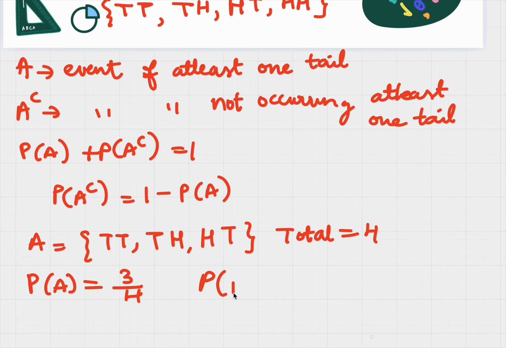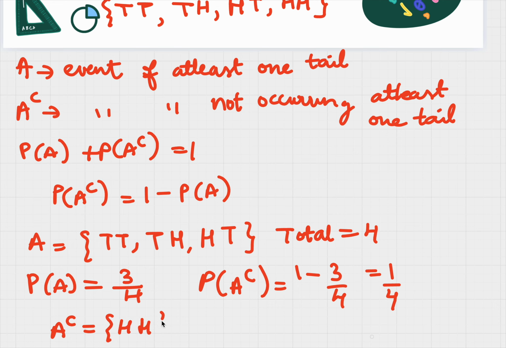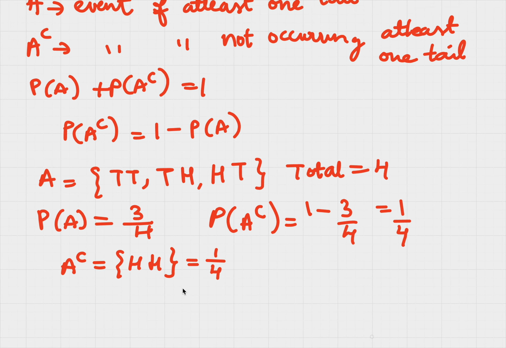Now the probability of not getting at least one tail is nothing but 1 minus 3 by 4, which is 1 by 4. The favorable outcome for not getting at least one tail is only heads and heads. In this case also we see it is 1 by 4 because 1 is the favorable and 4 is the total number of outcomes. So this is about the complement of an event.